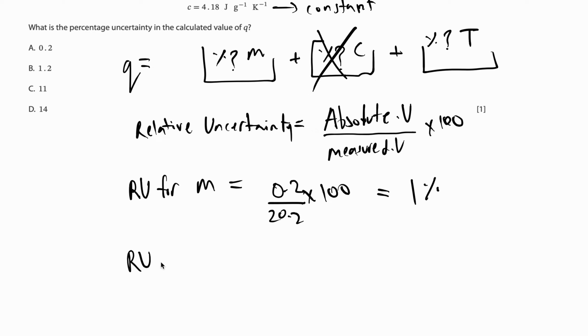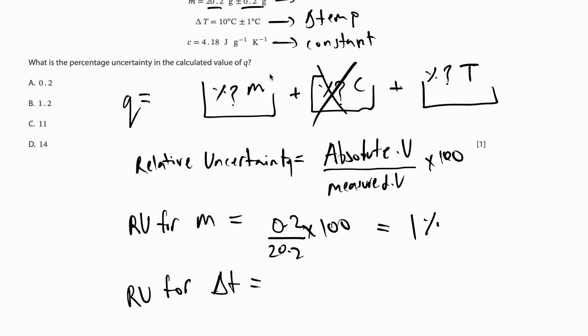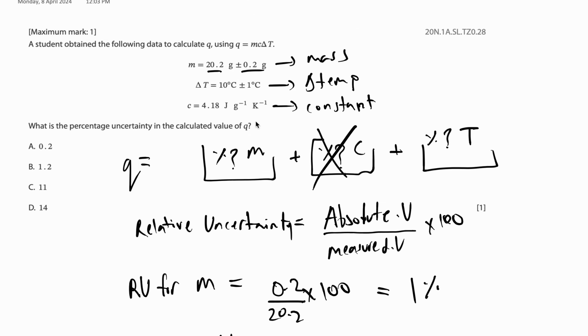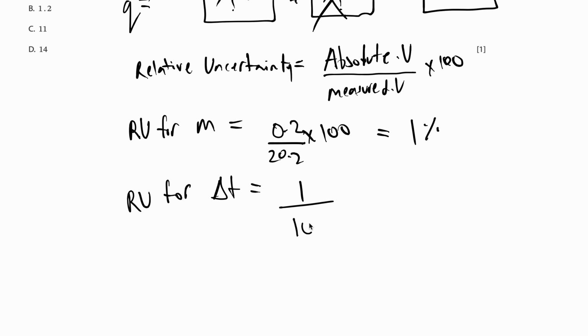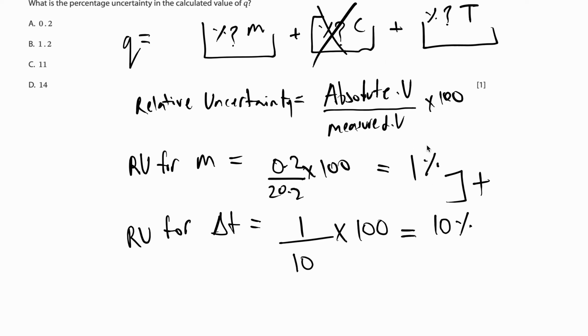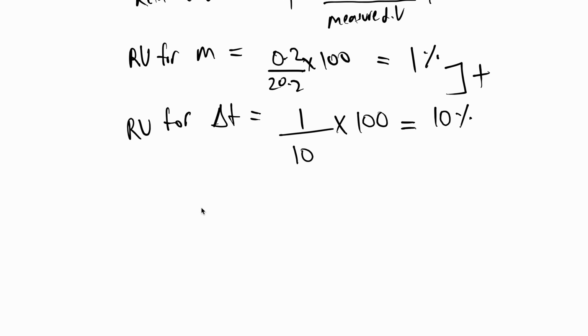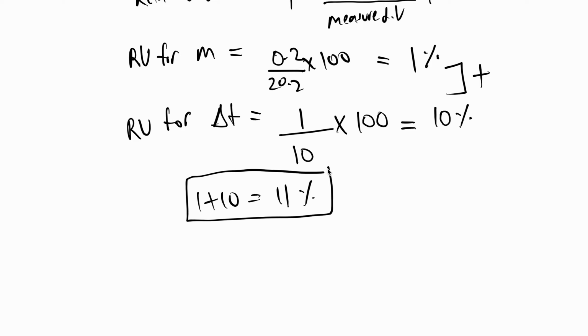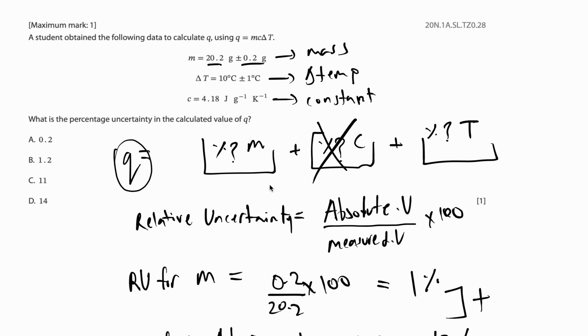Now, the relative uncertainty for temperature change, ΔT, is going to be equal to, what is the absolute uncertainty for temperature? Plus or minus 1. So 1 divided by, what's the measured value for temperature? 10. This thing times 100. And what does this actually give me? That's 10%. And what do I know? If I add these two together, I can get the percentage uncertainty for Q. So 1 plus 10 is equal to 11. So the percentage uncertainty of Q in this question is 11%.